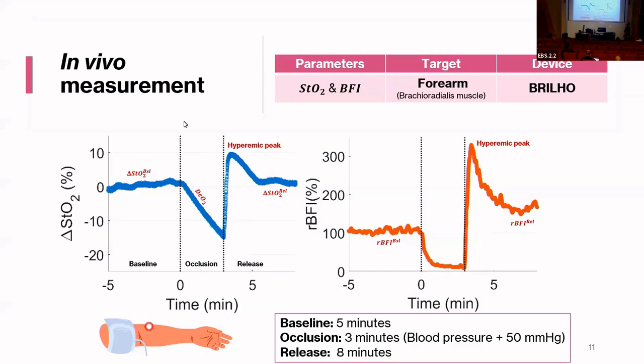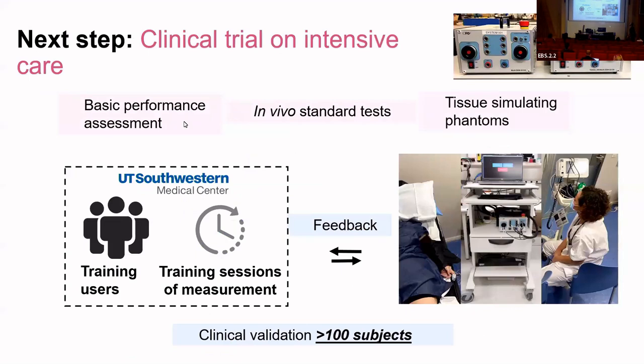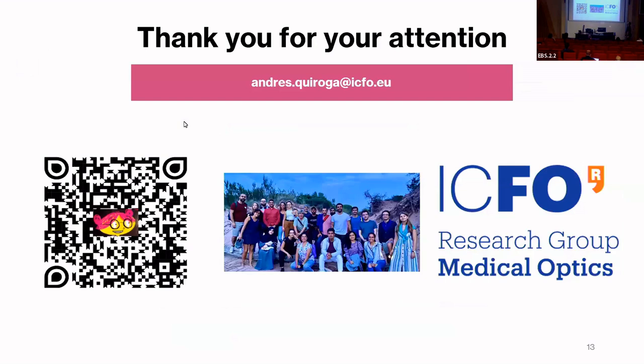As I said, the initial intended use of this device is related to COVID patients and measurements on the brachioradialis muscles. So Andreas, a colleague of mine, performed all the basic tests, and at this point, he's doing the clinical validation of the device with the intention of having over 100 subjects. The measurements are done in the US at UT Southwestern at this point. This is our group, and thank you for listening to this talk.